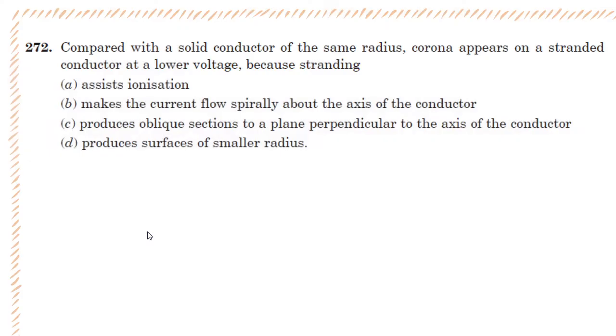Now let's look at the 272nd question. It says that compared with a solid conductor of the same radius, corona appears on a stranded conductor at a lower voltage because stranding offers dash. What is the effect of the stranding on the corona losses?